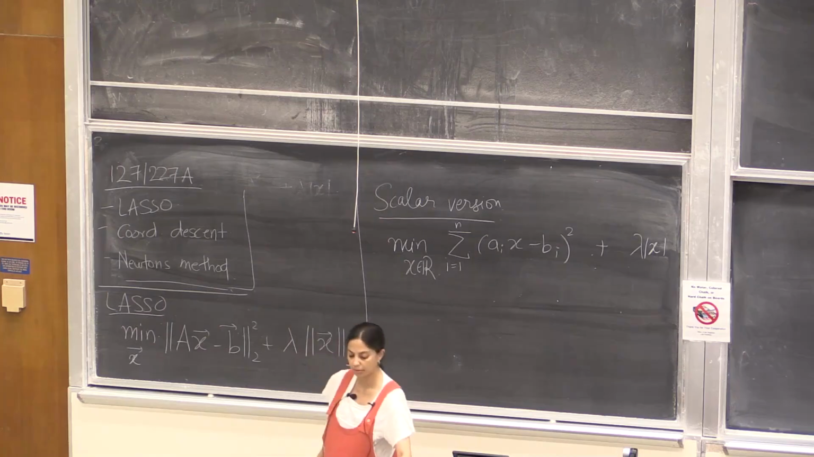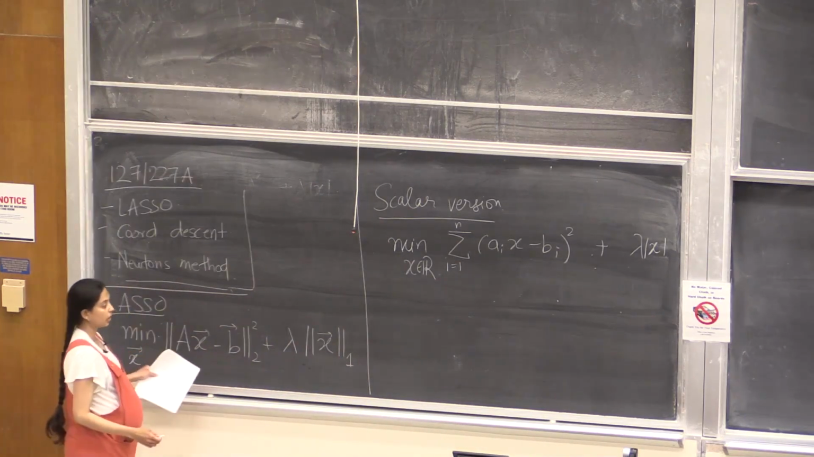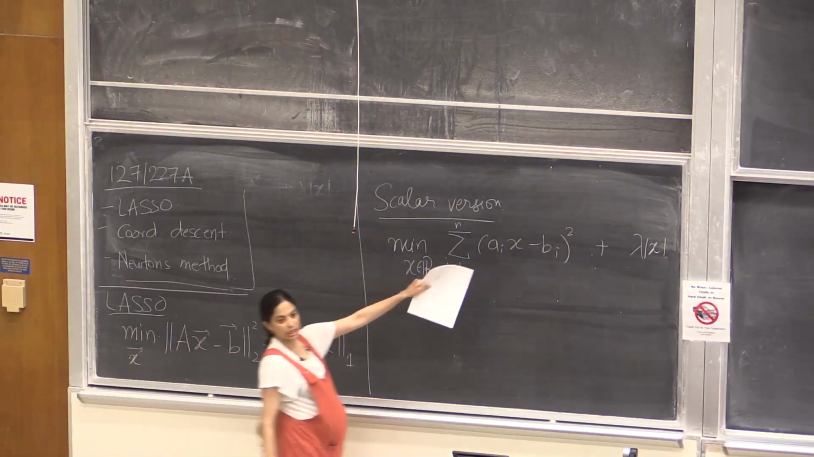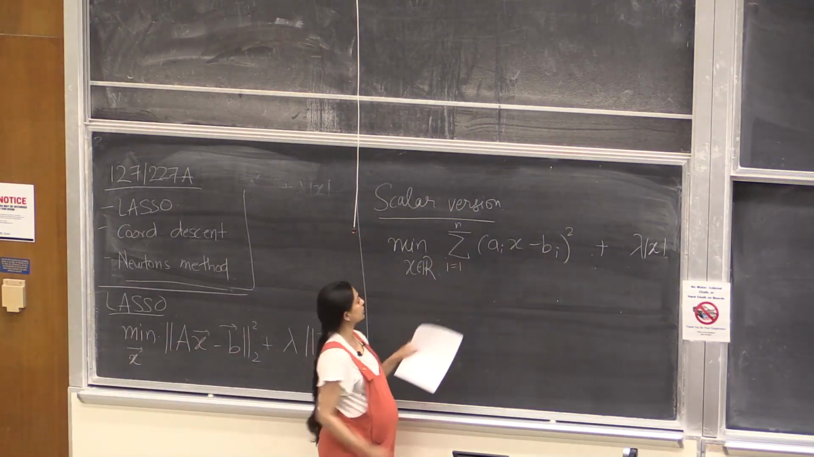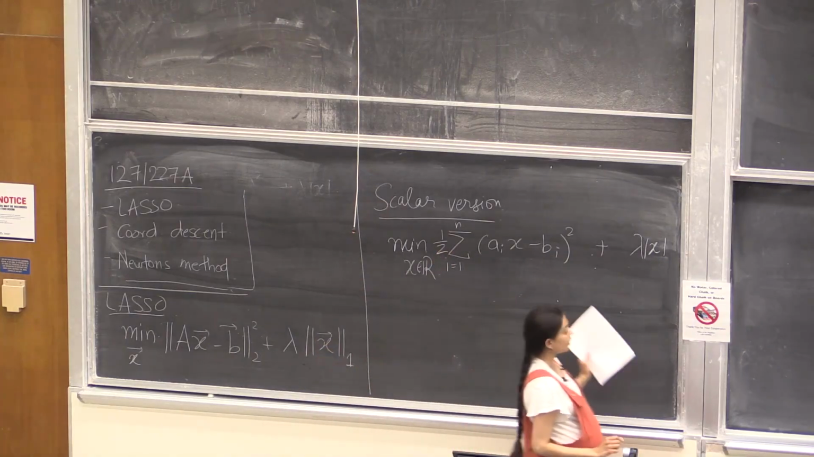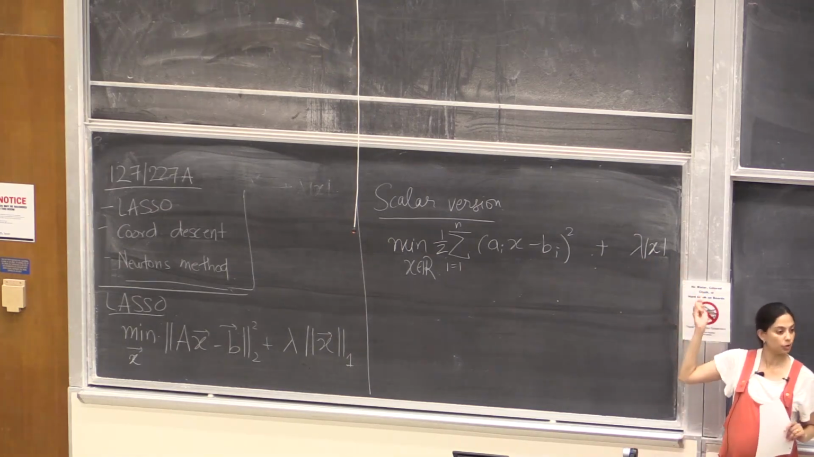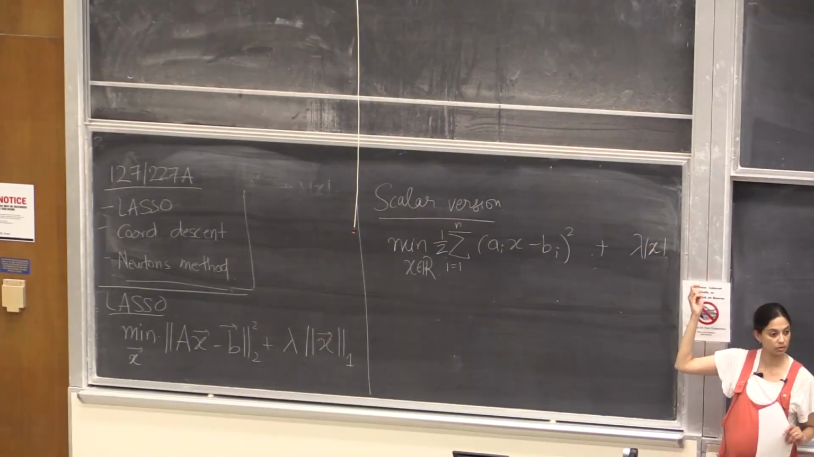So instead of thinking about this as a vector, we're thinking about just the scalar version of here, these squares. I guess I'll put a half here so it'll make my algebra easier. And now we're regularizing with the one norm of a scalar, which is just the absolute value. Everyone remember that we talked about this problem last time? Okay, good.